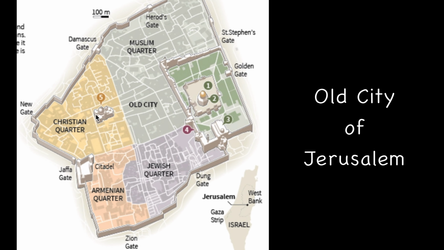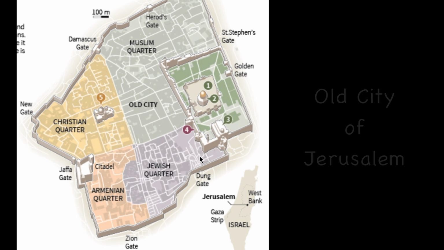Built during Sultan Sulaiman's time, there are 8 gates entering this old city of Jerusalem. The 8 gates surrounding the city are the Jaffa Gate, the Zion Gate, the Dung Gate, the Golden Gate which is closed, St. Stephen's Gate, Herod's Gate, Damascus Gate and the New Gate. For today, we are going to enter the old city through the Dung Gate to access the Temple Mount.